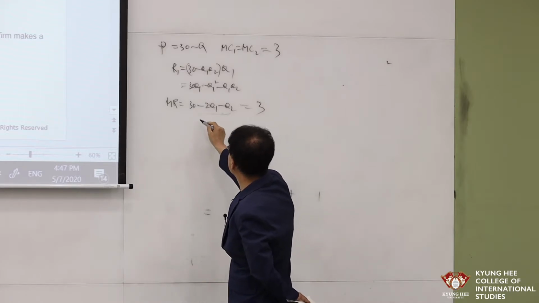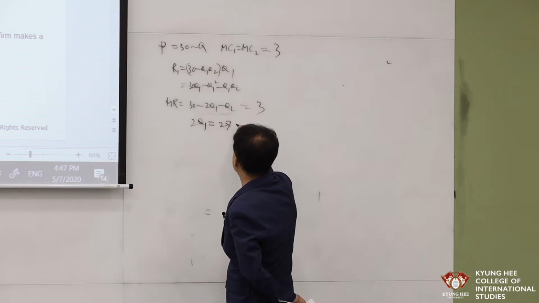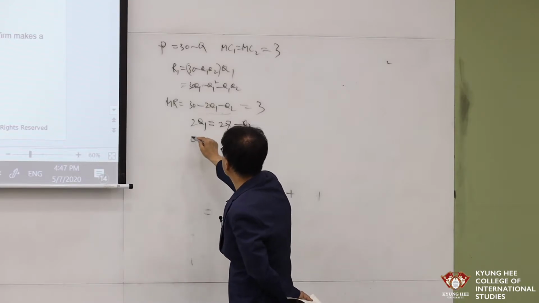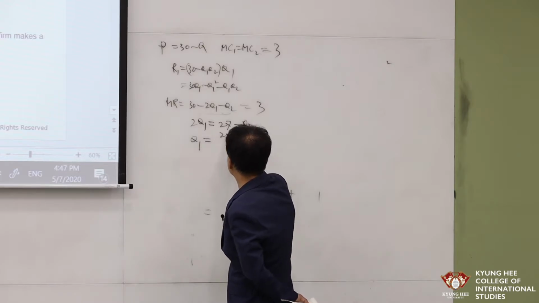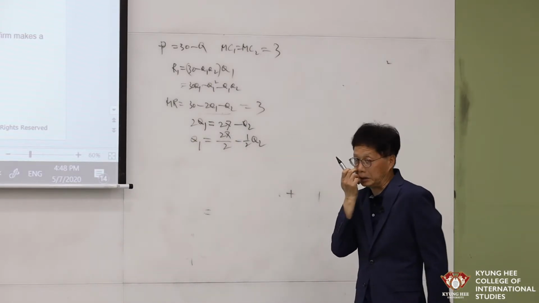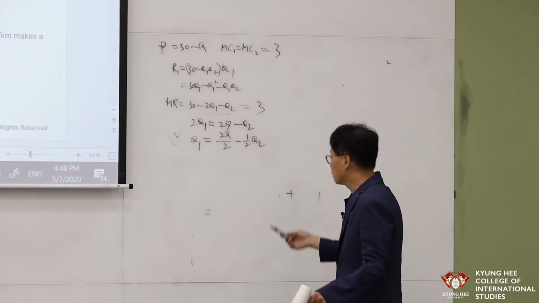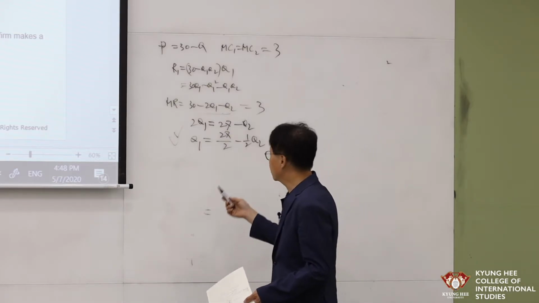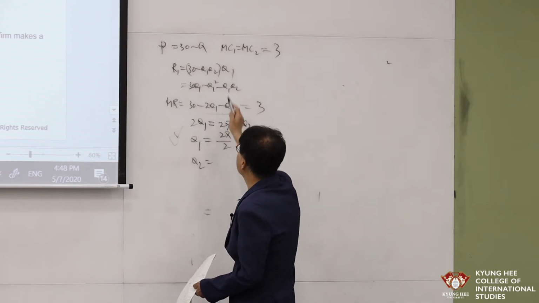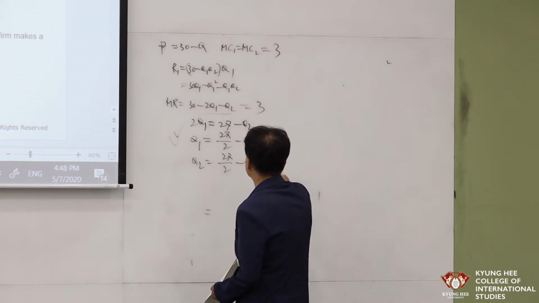Then rewriting this, 2Q1 is equal to 30 minus 3, so 27, minus Q2. So Q1 is equal to 27 over 2 minus half Q2. So that is the reaction curve for firm 1. Firm 2's reaction curve is also shaped like this. Following the same process, Q2 is 27 over 2 minus half Q1.